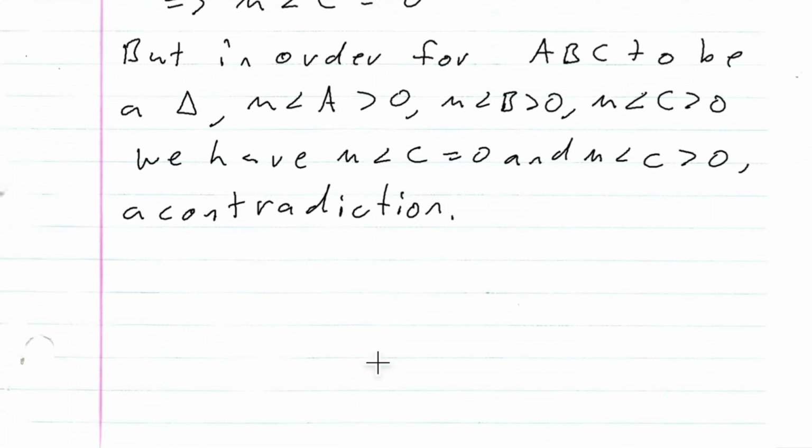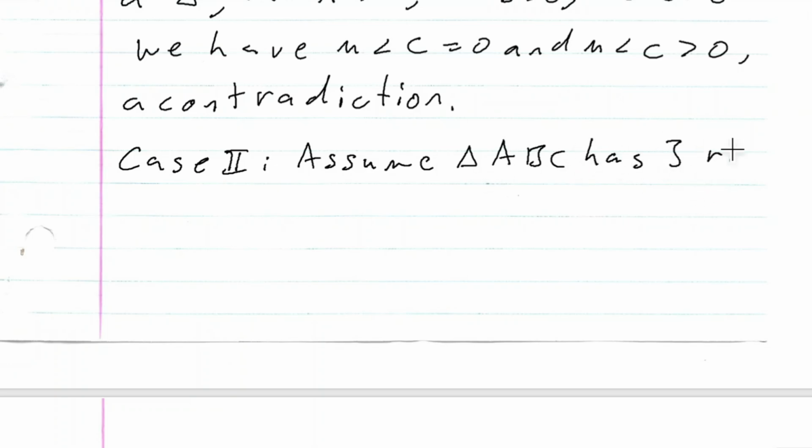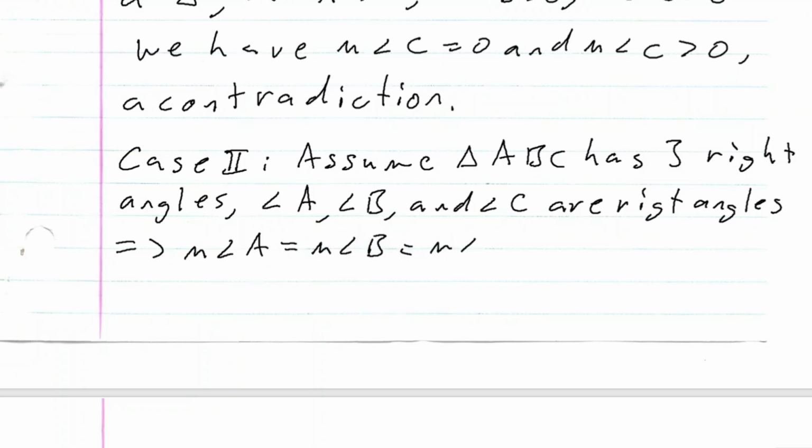Okay, so now we're going to work on case 2, right? So we're going to assume a triangle ABC has 3 right angles, right? Of course, angle A, angle B, and angle C are right angles, right? So this implies that the measure of angle A is equal to the measure of angle B, which is equal to the measure of angle C. And all these are equal to 90.